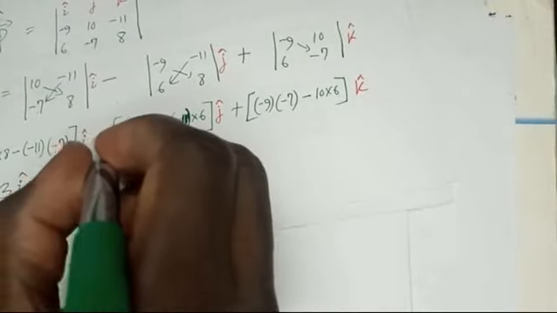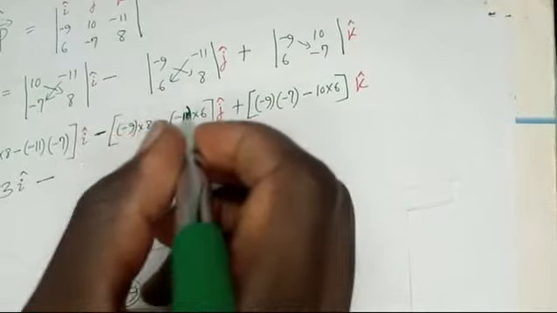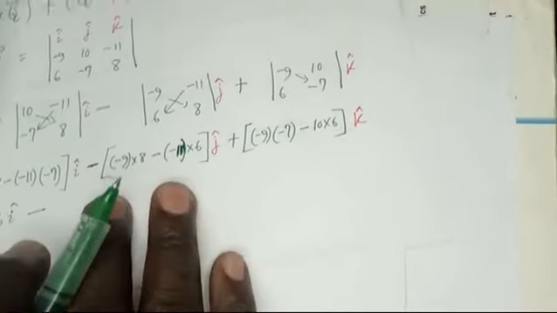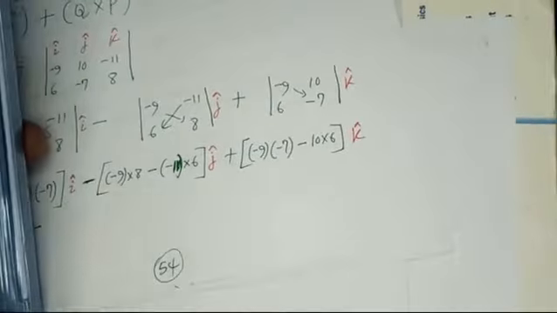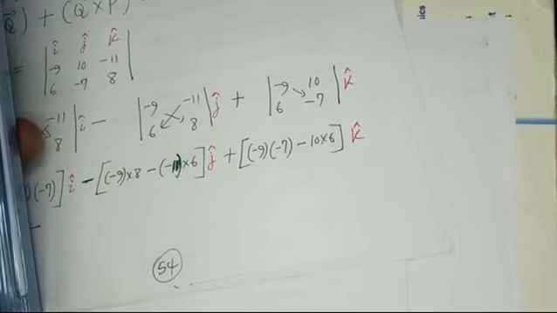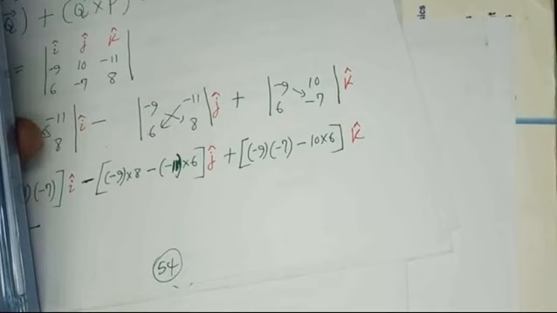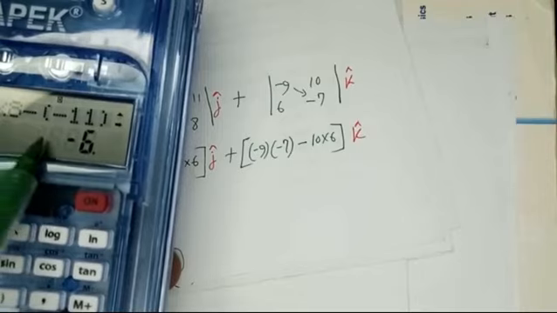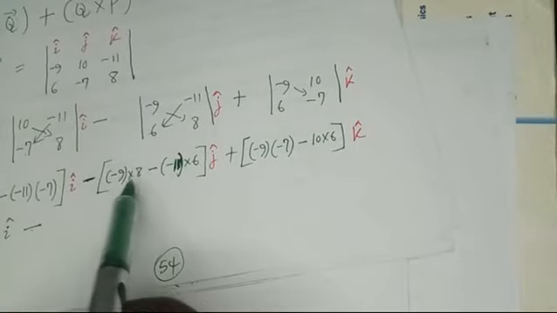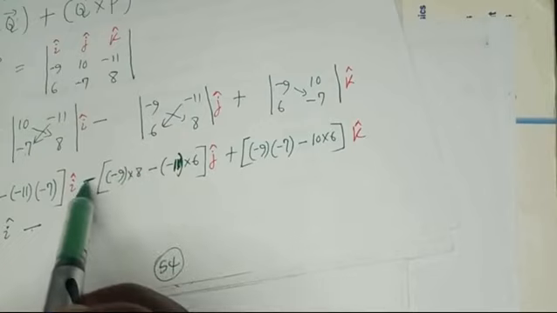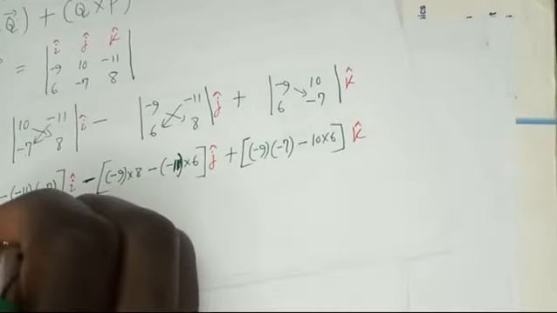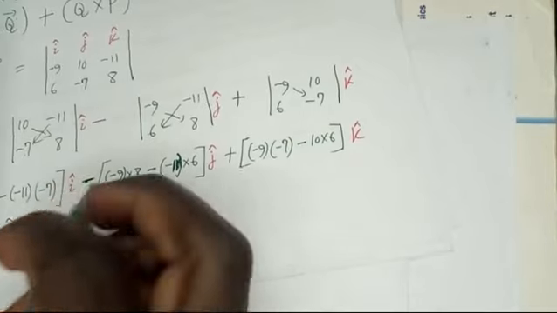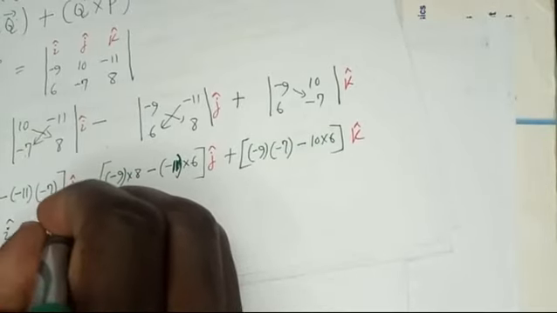Then I write this negative sign here, but if I obtain a negative value, it will cancel this negative and change it to positive. In the bracket I have negative 9 times 8 minus negative 11 times 6. Then what do I have? This is negative 6. I have negative 6, and I still have a negative outside. So negative outside times negative inside gives me a positive value. So I have plus 6. This is for J cap.